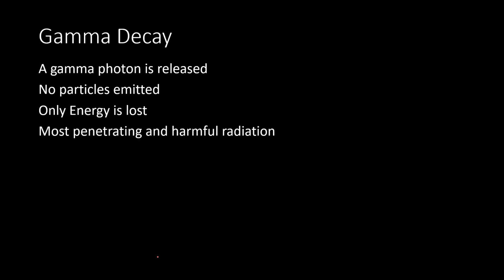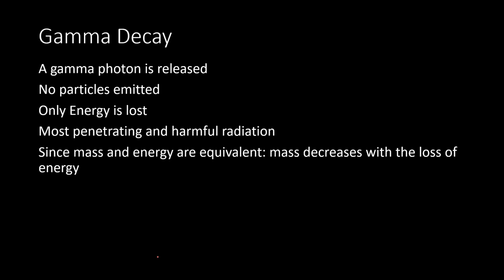The last type of decay is gamma decay. In gamma decay, a gamma photon, a small gamma ray, is released from the atom. No particles are emitted from the nucleus: no alpha particles, no electrons, no protons. Only energy is emitted, so energy is lost. Gamma decay is the most penetrating and harmful radiation.